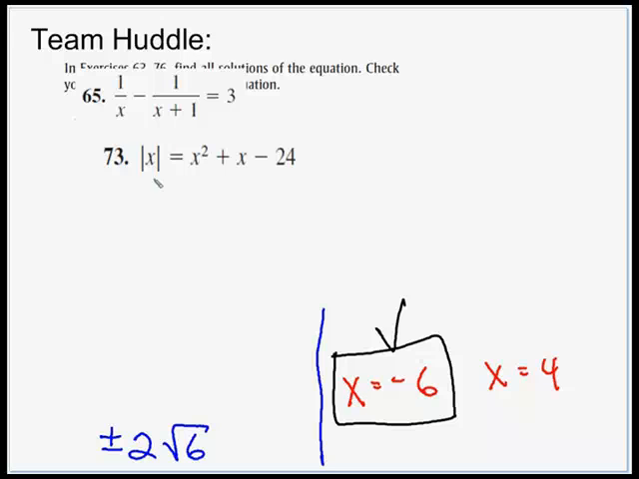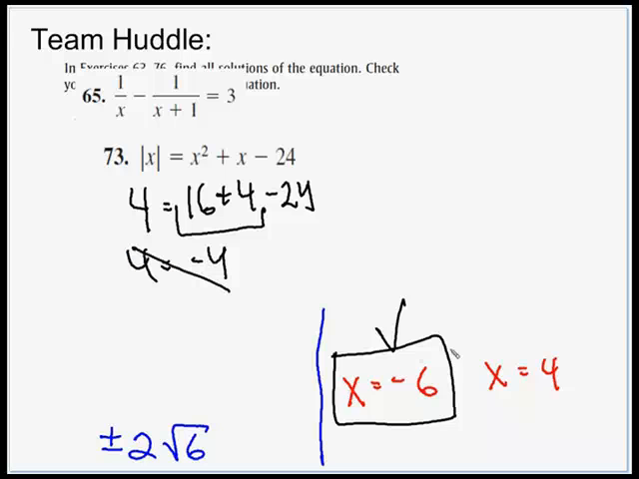Let's see if it holds true for 4. So there we're going to have bars around the 4, and the bars will make sure it stays a positive 4. Does that equal? 4 squared is 16, plus another 4 minus 24. Well, these add up to 20. Minus 24 would be negative 4. That does not equal 4, so that's extraneous.